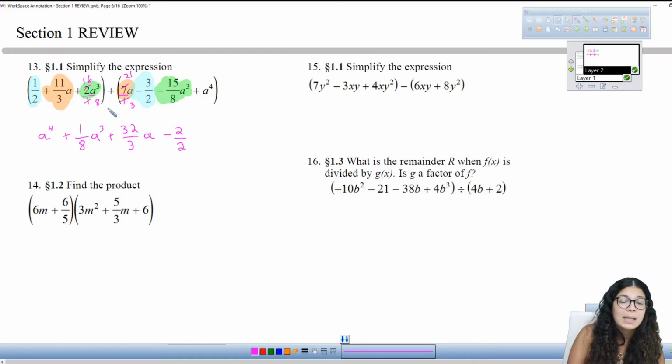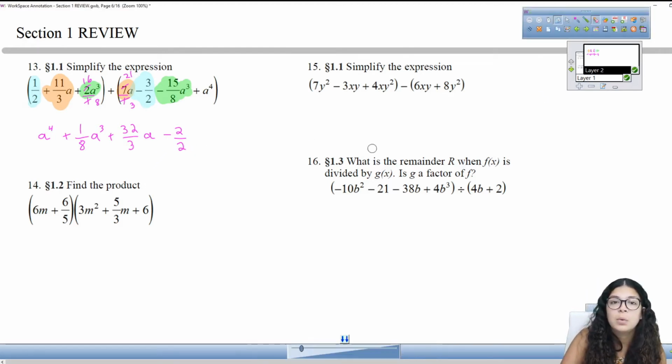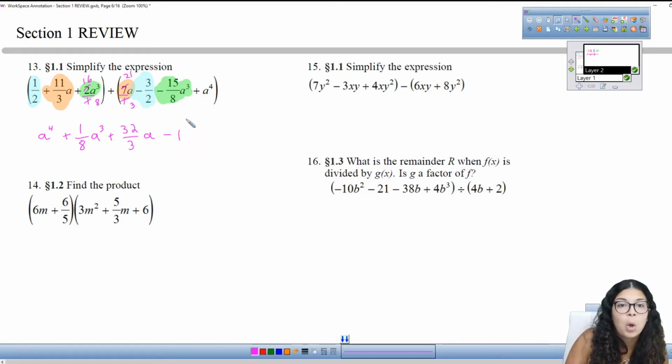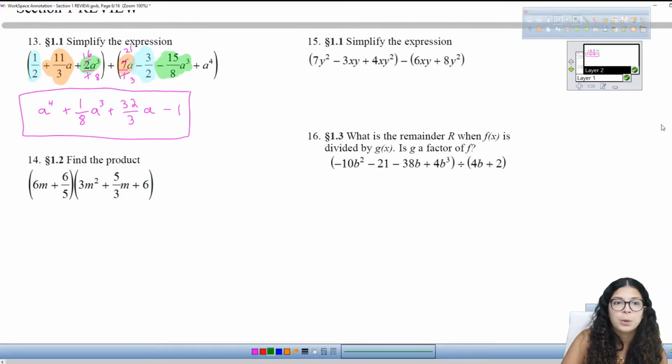Now, last step is to make sure, can you simplify, right? Now, 32 over 3, you can't simplify, but you can simplify -2 over 2. -2 over 2 is -1. Always have all of your answers in simplest form, right? All right, let's move on to 14.